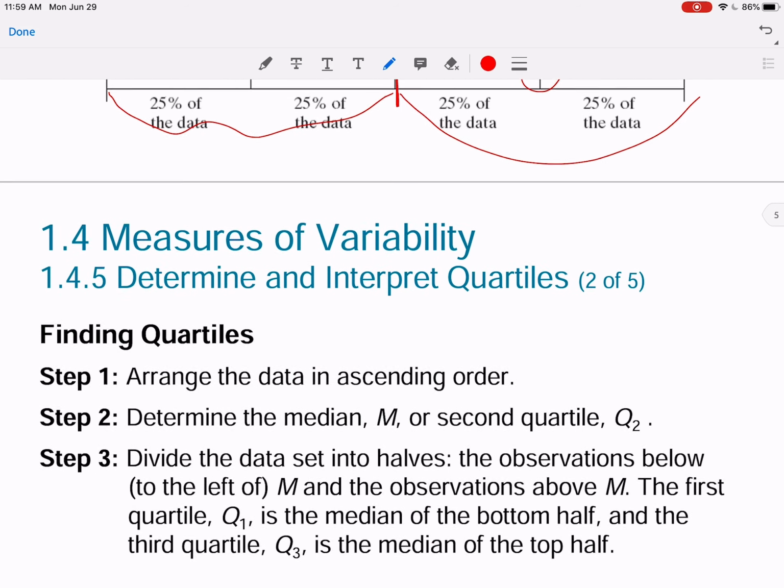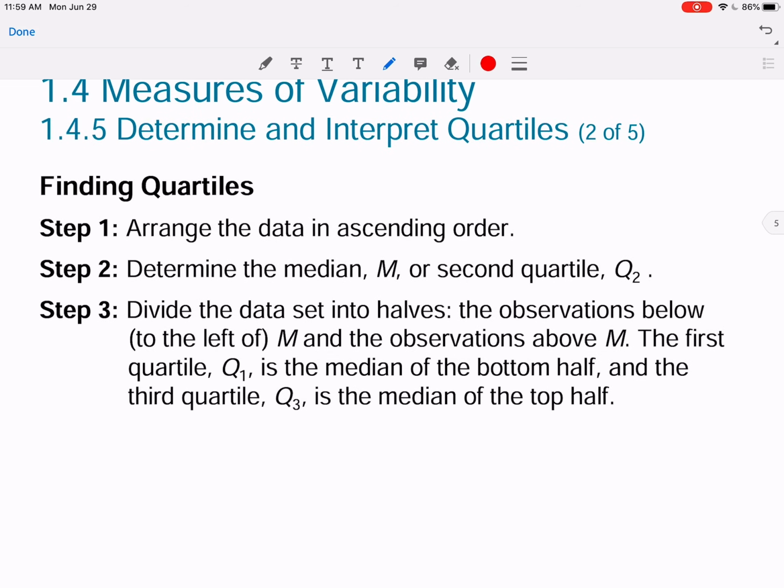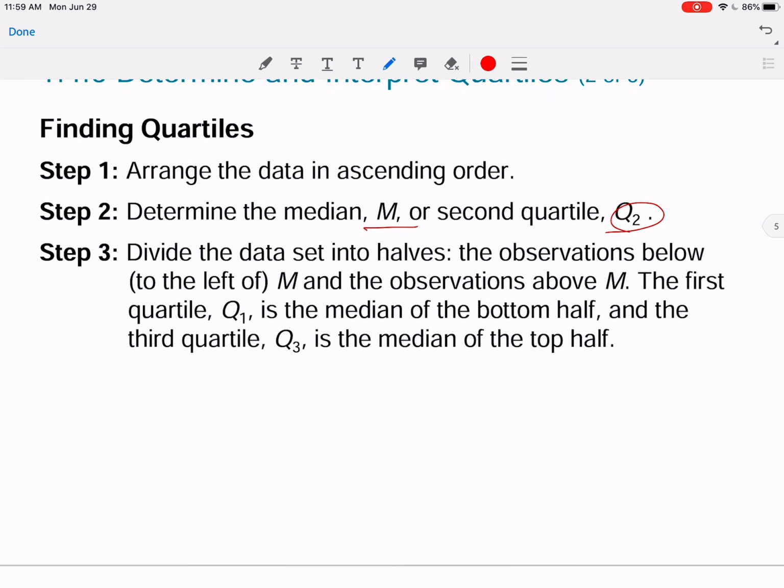Now let's take a look at the steps of finding quartiles. Step 1, arrange the data set in ascending order. The reason is that when we are looking for the median, we need to arrange the data in ascending order. Step 2, determine the median M, or the second quartile, which are equivalent. Step 3, divide the data into halves: observations below M and observations above M. The first quartile Q1 is the median of the bottom half, and Q3 is the median of the top half. So once again, if we want to find the quartiles, we need to find the median of the whole data set first.